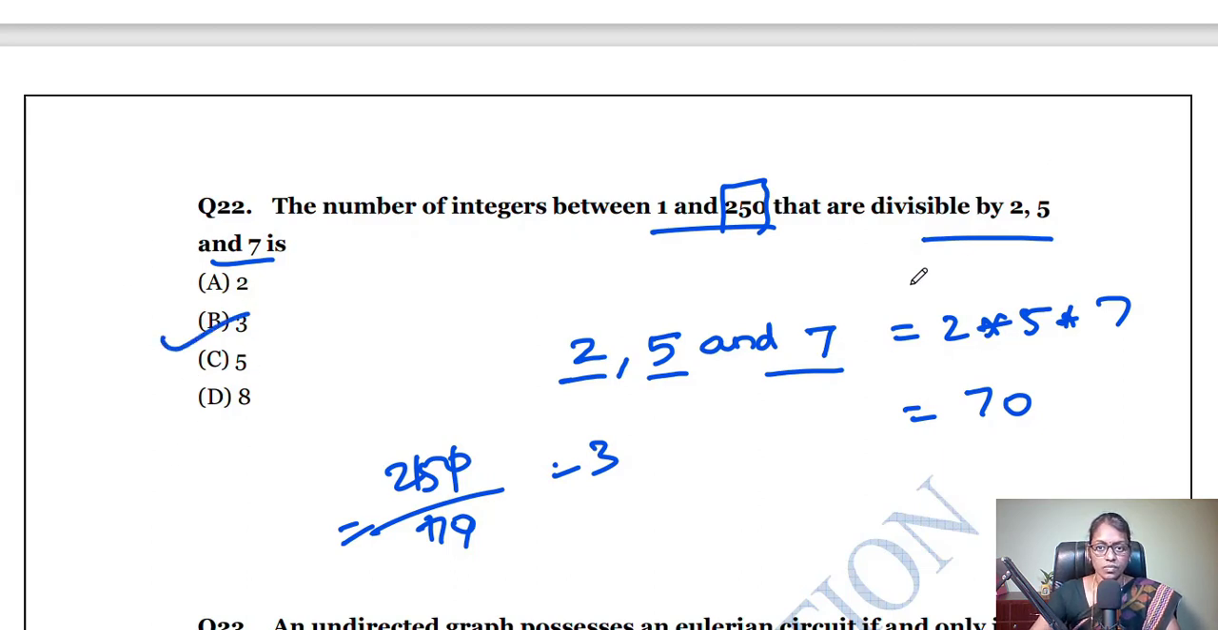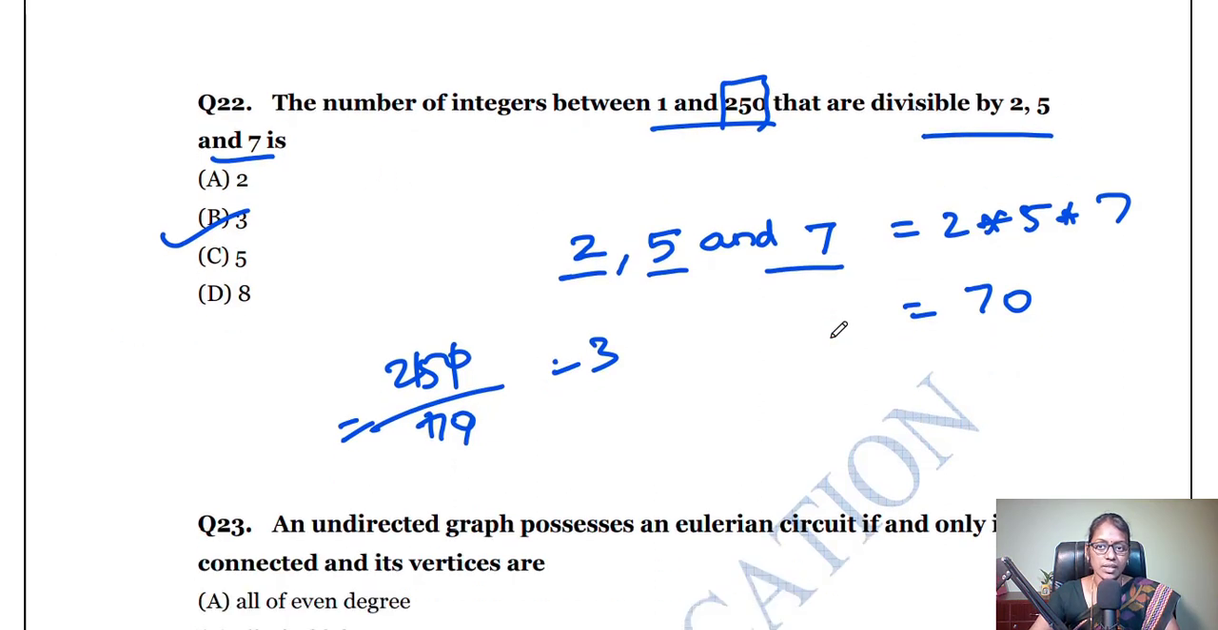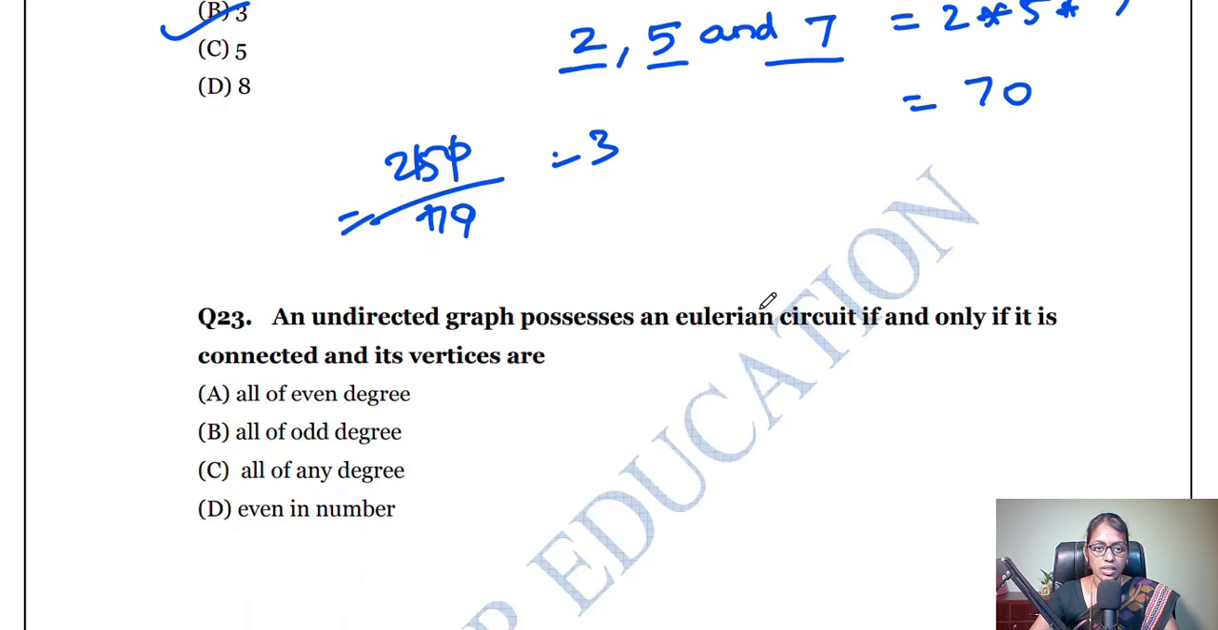So we divide 250 by this number, because they are telling that the number should be divisible by 2, 5 and also 7. So we should multiply 2 into 5 into 7, which is 70. 250 divided by 70 will give us 3 numbers.